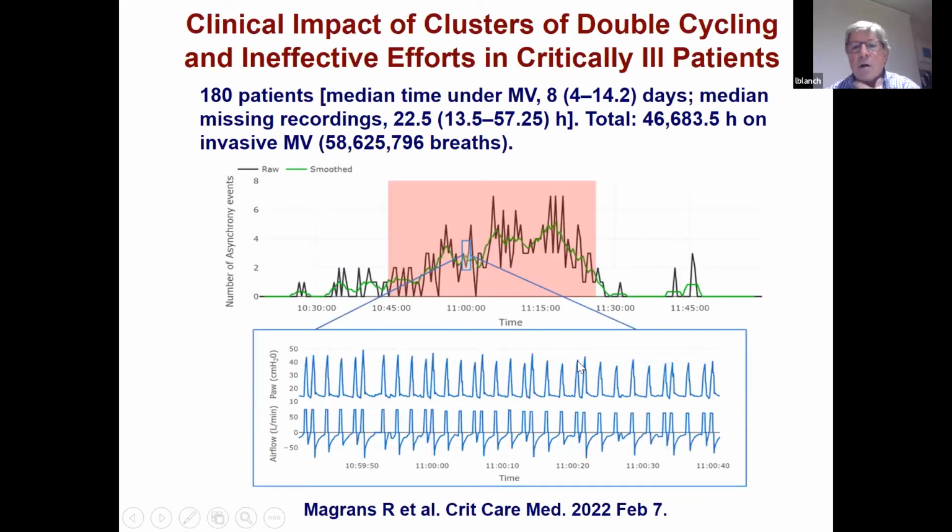Then, in another cohort of patients, in Spain, not in Brazil, we analyzed 180 patients. Similarly, we used the same definition of clusters, and we looked at clusters of double cycling and ineffective effort. And this is a cluster, you see. This is ineffective effort, this is double cycling, and so on. And this constitutes a cluster, and this is a little portion of that cluster.